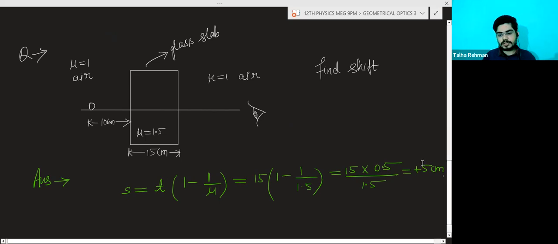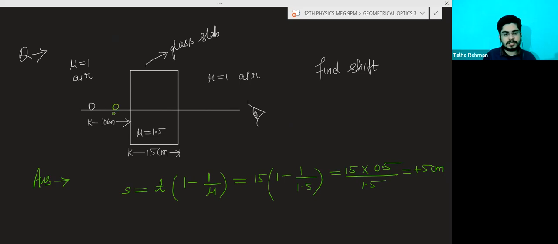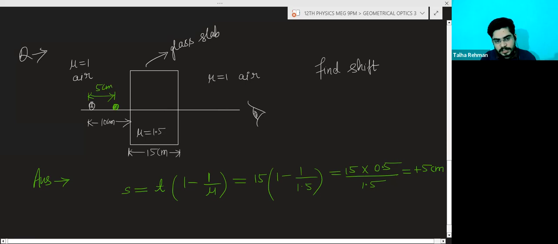Now the shift is positive. If the shift is positive, it will be in the direction of the incident ray. Somewhere here the object will appear. A 5 centimeter shift will take place in the direction of the incident ray, because here is the object. The object will give light in this direction.